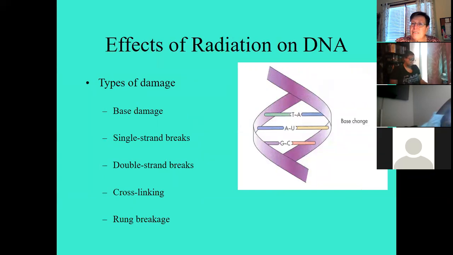So what are some of the types of radiation damage to the DNA? Well, there's base damage, single-strand breaks, double-strand breaks, cross-linking, and rung breakage. So we're going to look at each of these. Remember, when we talk about the strands, we're talking about the sugar phosphate side rails. When we talk about the rungs or the bases, we're talking about the 2 nitrogenous bases held together with a hydrogen bond.